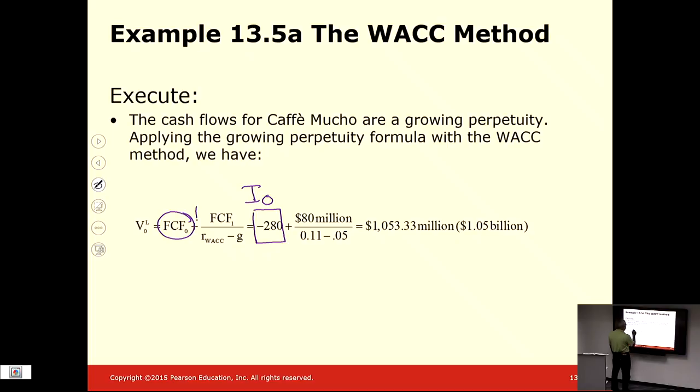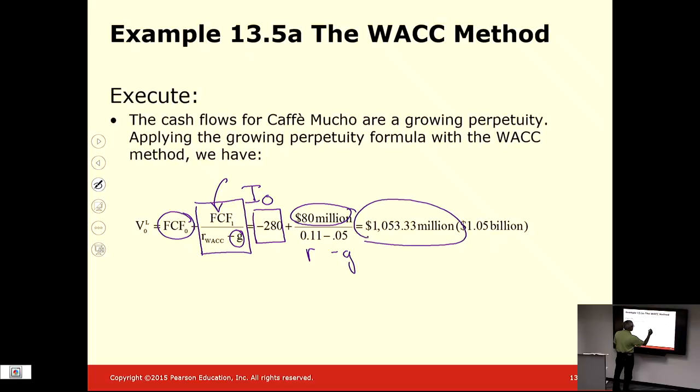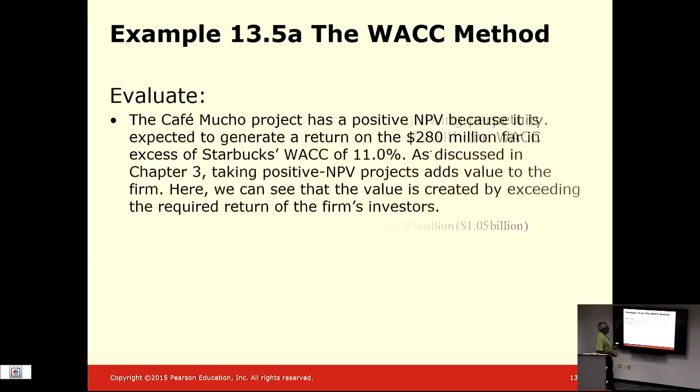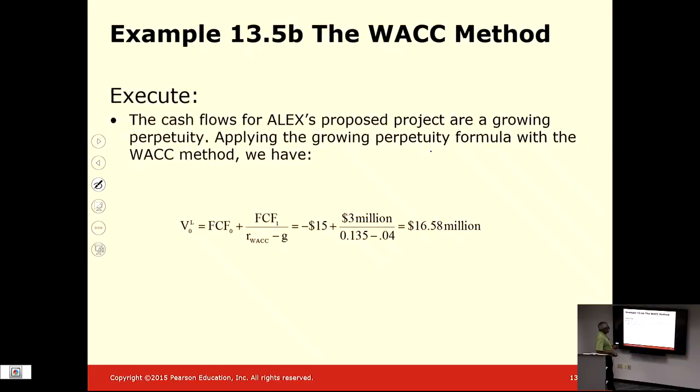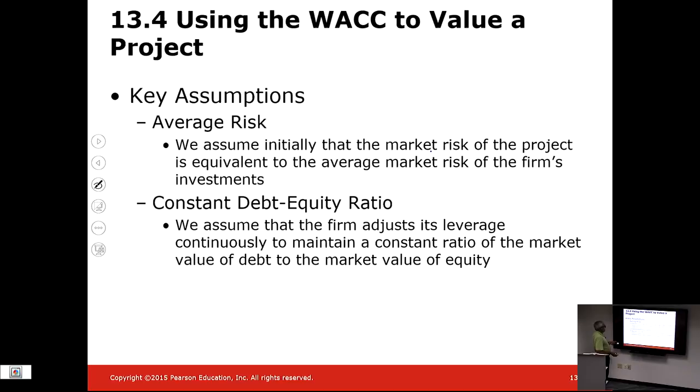Then what are all of the future cash flows? All of the future cash flows are going to be growing at the rate of G. So the projected cash flow in year 1 is 80 million divided by R minus G. We subtract 280 million. This is positive, so we accept the project. So this is a practical example of how weighted average cost of capital is used to determine acceptability of project. Similarly, other problems.